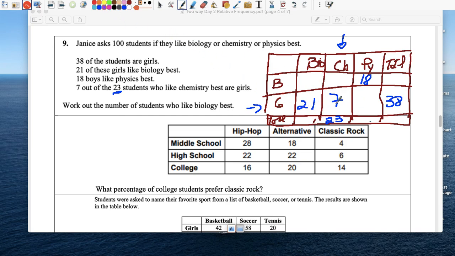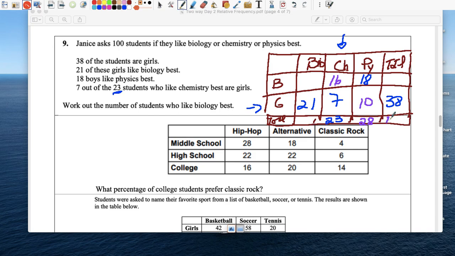So 21 plus 7 is 28 to reach 38 plus 10. Then I can do 18 plus 10, which is 28. Over here, 23 minus 7 is 16. So I can do that.